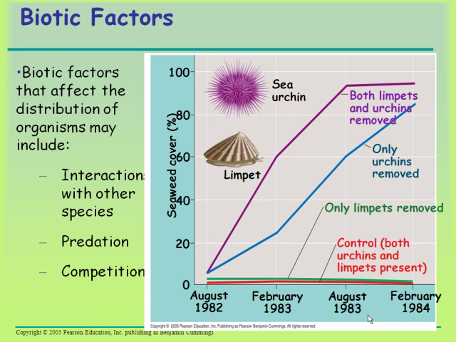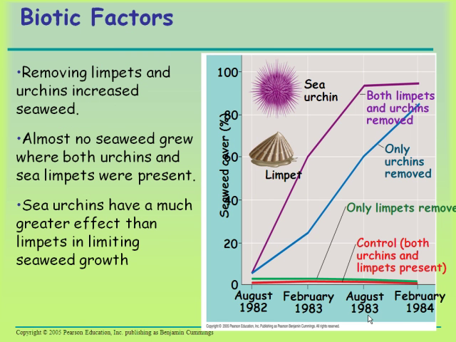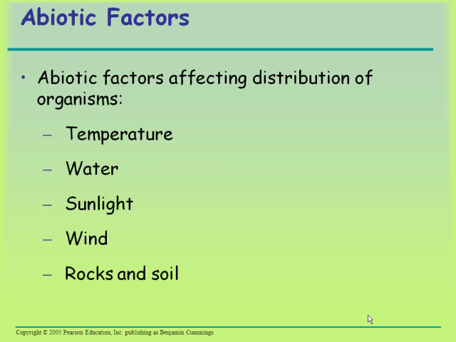Here we're looking at seaweed cover to see how limpets and urchins control it. Removing limpets and urchins increases seaweed cover here, the purple line. Almost no seaweed grew where both urchins and limpets were present, down here. Sea urchins have a much greater effect than limpets in limiting seaweed growth when only one is removed. So the culprit that limited seaweed growth was the sea urchins, a biotic factor of competition.